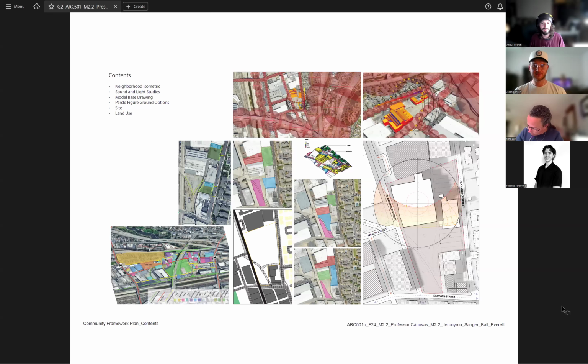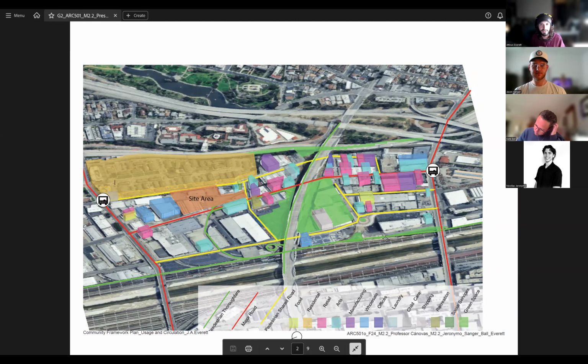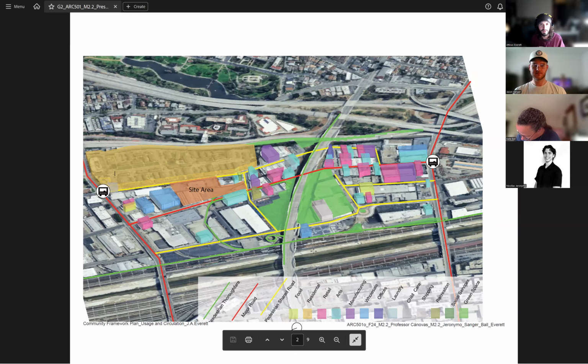Okay, we are group two in Elena Canovas's 501 studio section, and we are going to present on the community framework plan analysis. First of all, we have an axonometric view of the neighborhood showing the usage type for different buildings around the site area, as well as the relative friendliness of different pathways to pedestrians, with green being the most friendly, yellow being shared use, and red being mainly automotive.